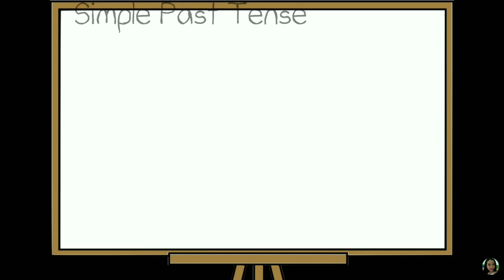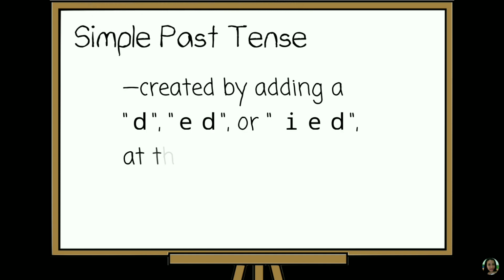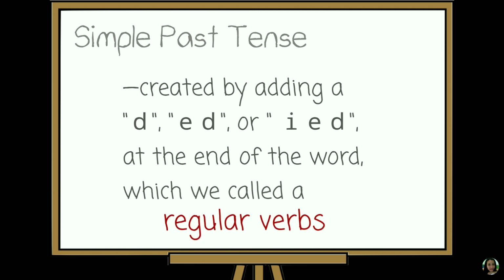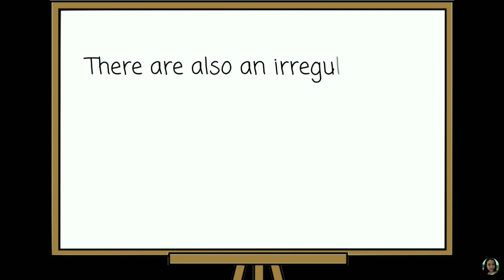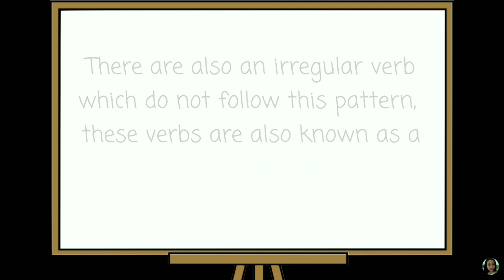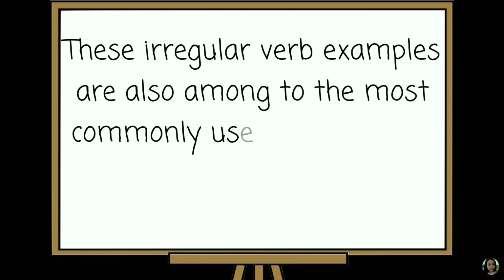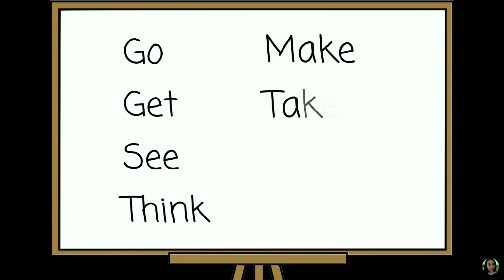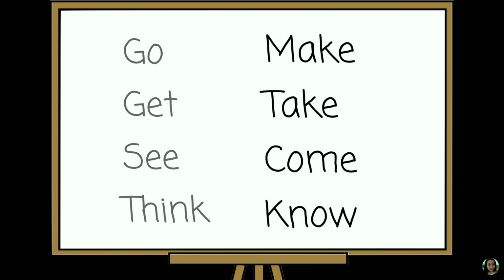The simple past tense is created by adding a d, ed, or ied at the end of the word, which we call regular verbs. However, there are also irregular verbs which do not follow this pattern, and these verbs are also known as strong verbs. Here are some that are used more often than the rest. These irregular verb examples also happen to be among the most commonly used words in the English language. Go, get, see, think, make, take, come, and know.